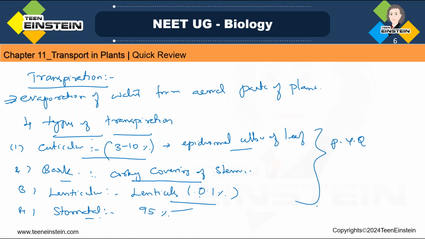So all the questions are previous year questions here. Cuticular transpiration, bark transpiration, either they will ask how it is taking place or the percentage of that. Lenticular transpiration, stomatal transpiration, and the least one we mentioned here, that is lenticular transpiration. Clear?